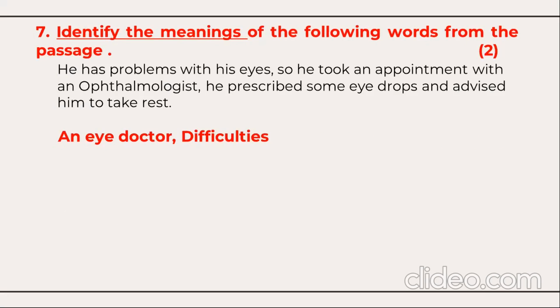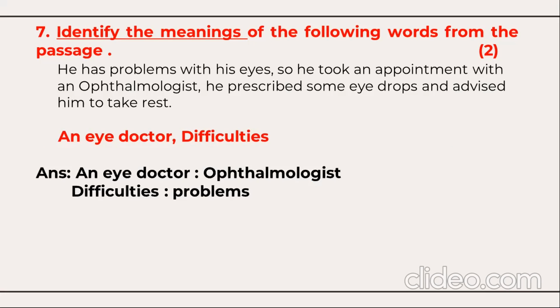Next, identify the meaning of the words from the passage. Let's read this small passage. He has problems with his eyes, so he took an appointment with an ophthalmologist. He prescribed some eye drops and advised him to take rest. So an eye doctor, the answer is ophthalmologist. Difficulties, meaning is the problems. We need to find the word which has the meaning in the particular passage, 2 marks.